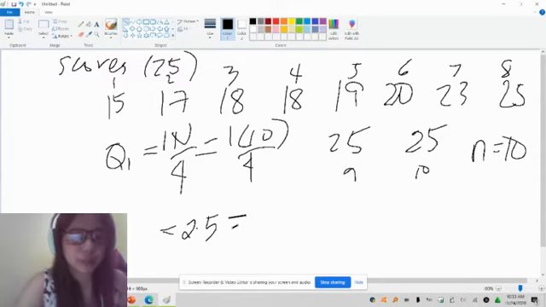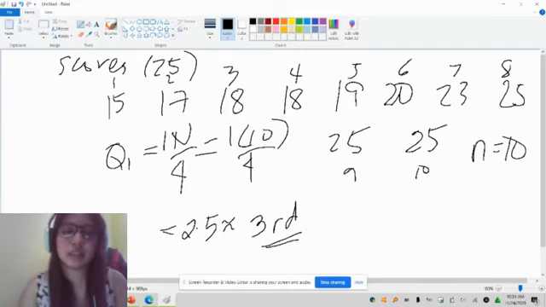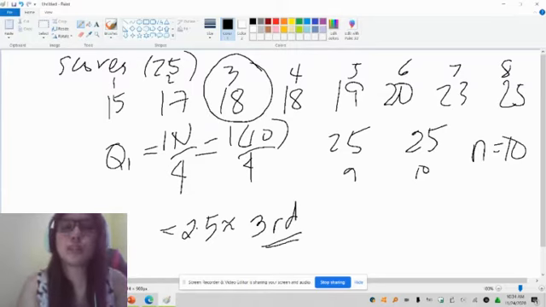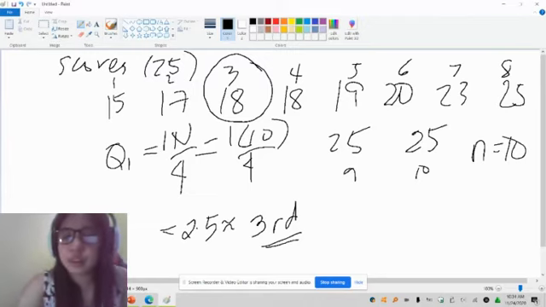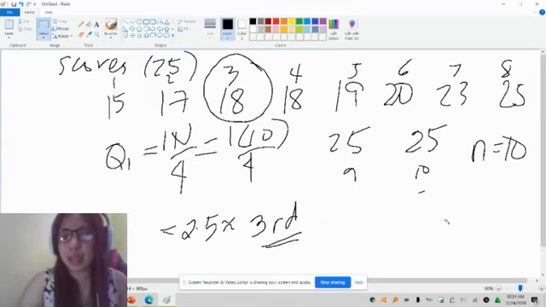approximately equal to the third data. What is the third data? It is 18. What is the meaning of this? It means that 25% of the students obtained a score of 18 and below.